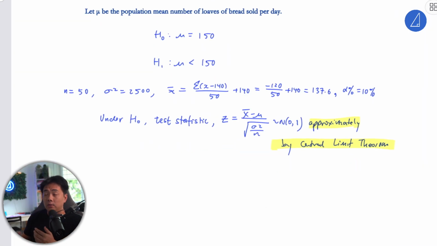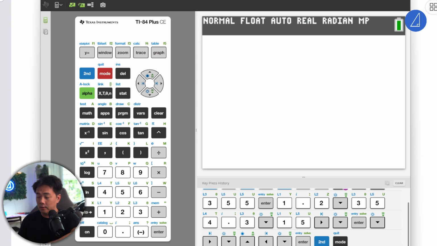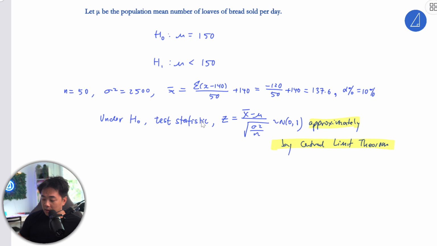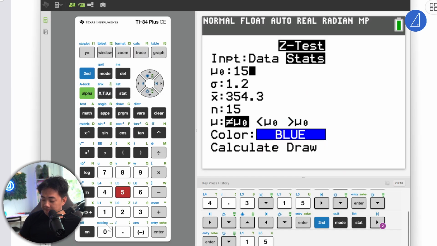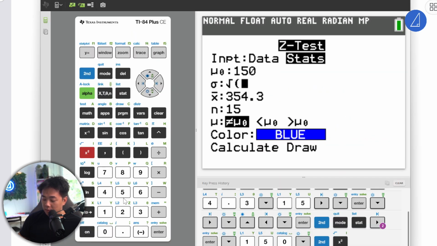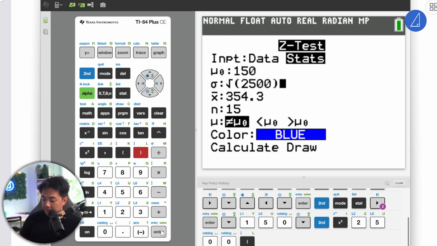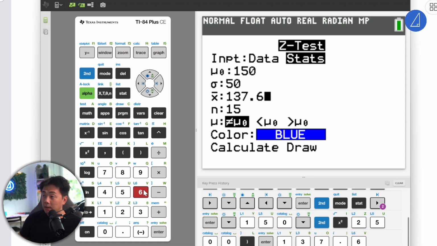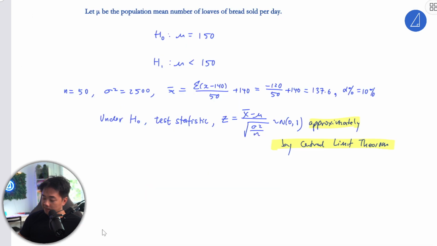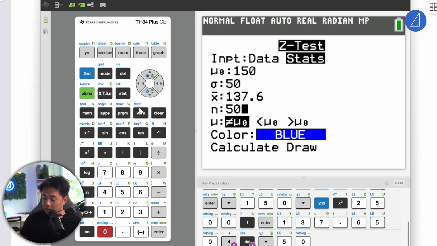Then we can just use GC to look for the p-value. All right. So from here, we go to test, then Z-test. The mu naught is 150, so I'll put 150 here. The sigma will be the square root of 2500, which is 50. Then X bar would be 137.6, right? Then n would be 50. Then that's it. I'm just going to calculate.